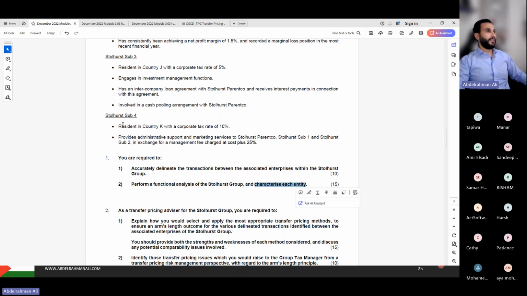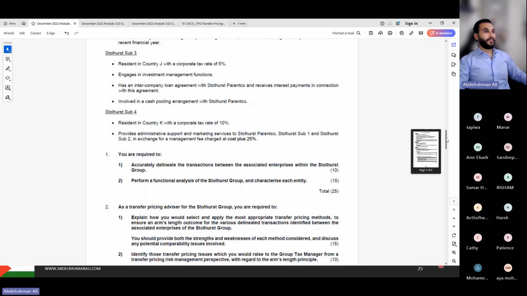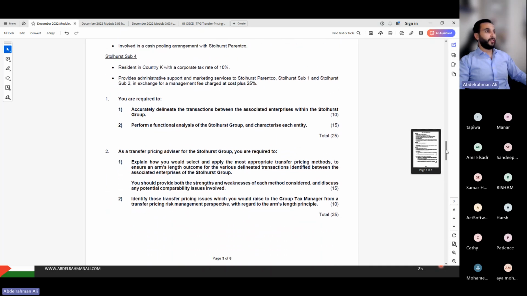For example, what I can see on sub 4, it has low value added activities. It might be just acting as a low value inter-group service provider. So it might be a support office, it might be back office support, and so on. So the characterization of that entity will not be high risk or higher in degree of the risk, we can say, on the risk diagram.